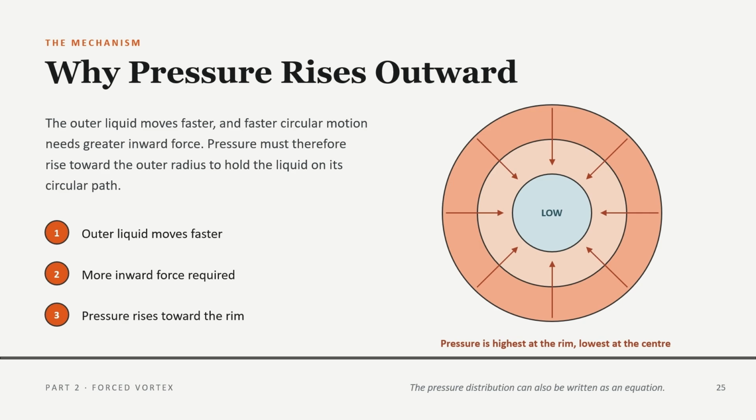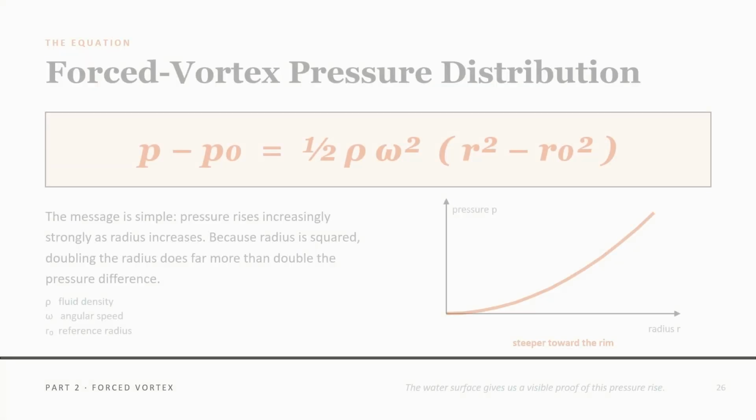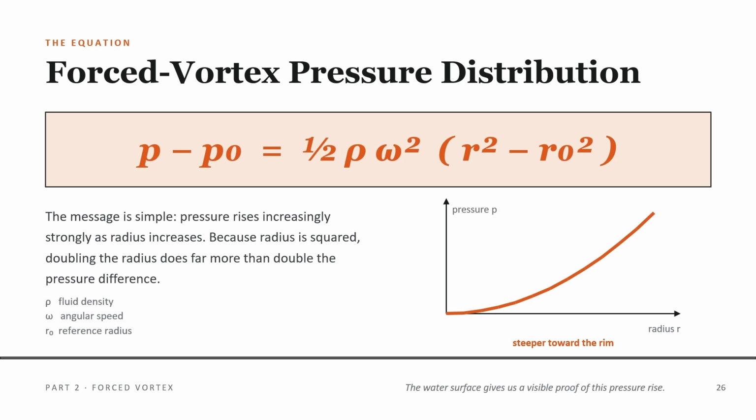Forced vortex pressure distribution. For an ideal forced vortex, the pressure rise is written as P minus P0 equals half times rho omega squared, R squared minus R0 squared. The important message is not memorizing the full equation. It is understanding that pressure rises more strongly as we move outward. The liquid surface makes this result visible.